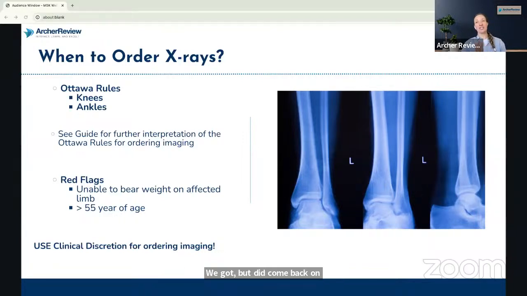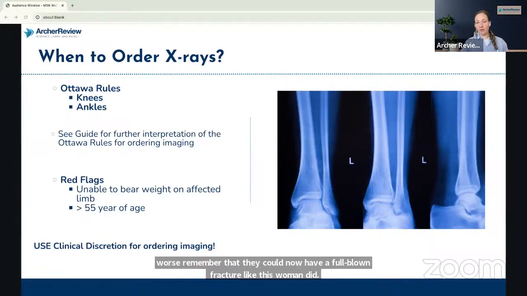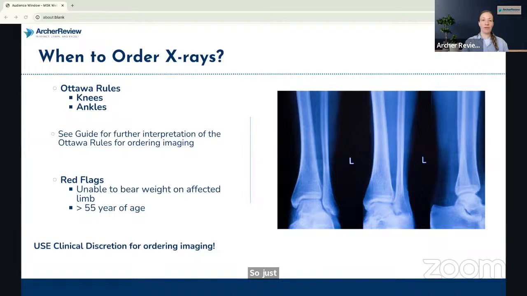So she did bear weight on it because it felt okay. And then she couldn't bear weight any longer. So maybe just a little hairline fracture from the initial injury that wasn't caught on that first x-ray could come back. So if a patient's not getting better as you anticipate, and maybe they're getting worse and symptoms are getting worse, remember that they could now have a full-blown fracture like this woman did. So just remember, use clinical discretion always for ordering imaging. That is one thing to think about.